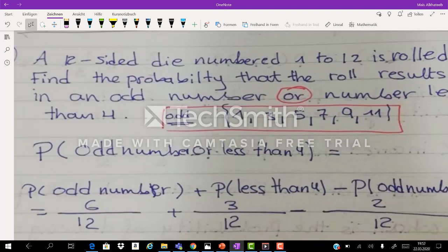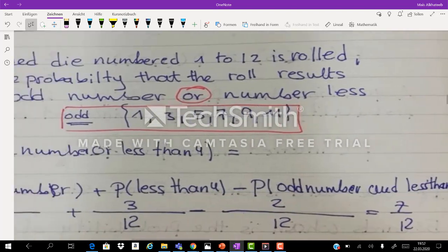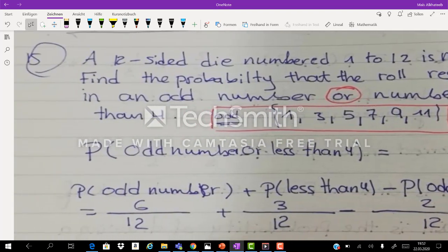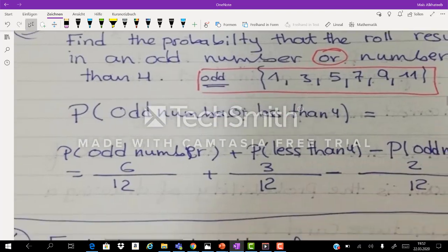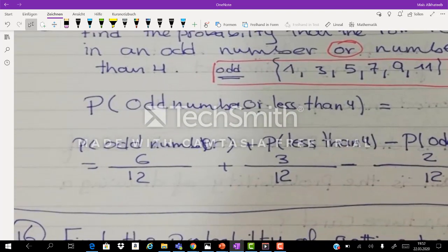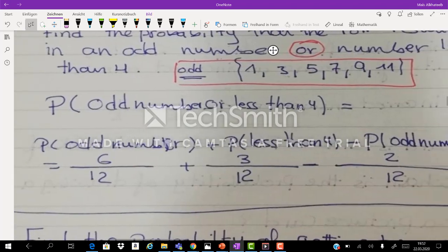Okay, now the probability of an odd number or less than 4 equals the probability of an odd number plus the probability of a number less than 4 minus the probability of odd and less than 4. The probability of an odd number: how many odd numbers do I have? 6 out of 12. The probability of less than 4: which are less than 4? 1, 2, 3, so 3 numbers. Which numbers are odd and less than 4? They are 1 and 3, so 2 numbers.